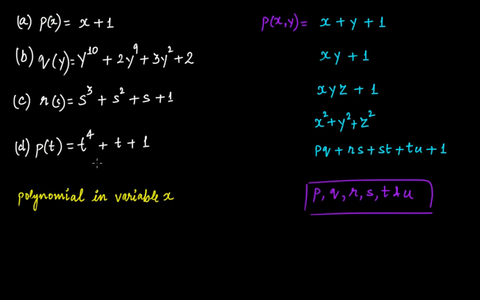So these four polynomials are polynomials in one variable, and these are polynomials in more than one variable.